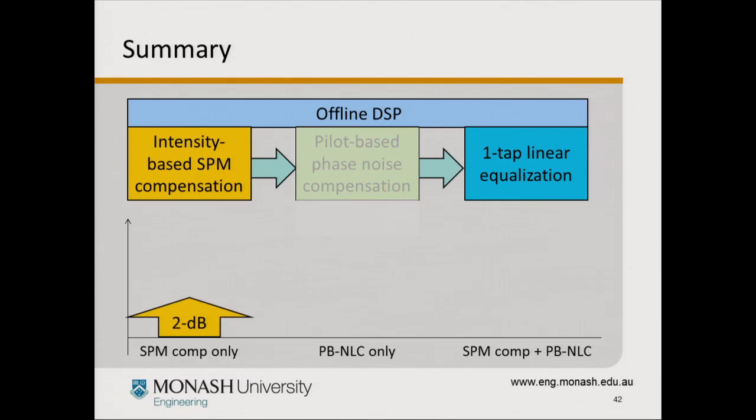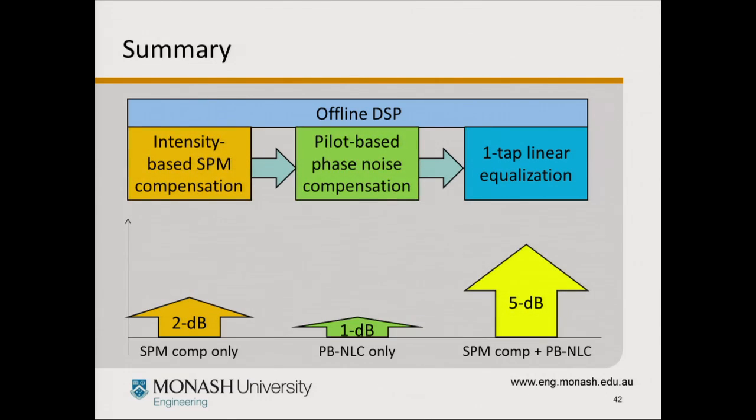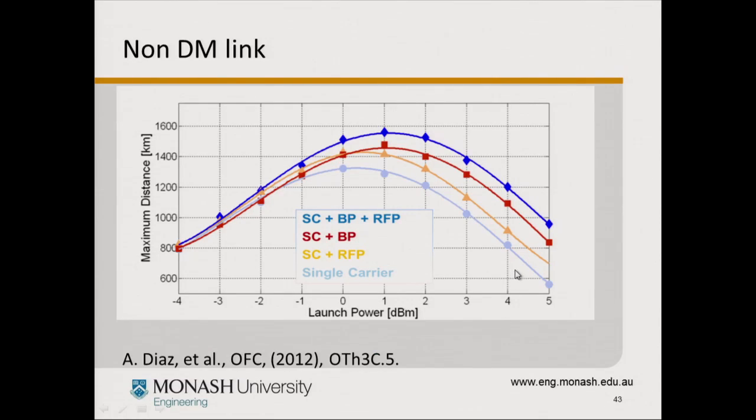So this is a summary slide. You get 1 dB, so you should get 3, but you actually get 5 dB improvement in the total margin. So this shows that these two methods have synergy benefits. Using them together is better than the simple sum of either one. It's a case where the whole is more than the sum of its parts. And that was for a dispersion managed link.